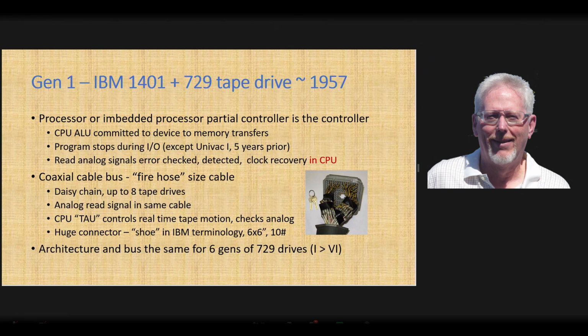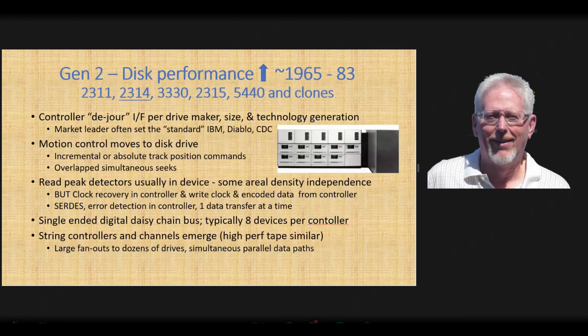And the huge connector, you can see a picture of it here on the right, about 6 inches square and weighed 10 pounds. So there's a milestone in connector technology. The architecture of the bus for the 729s survived 6 generations of 729s over the years, all the way to the beginning of the System 360.